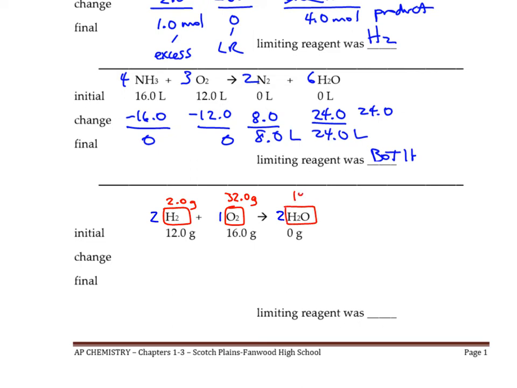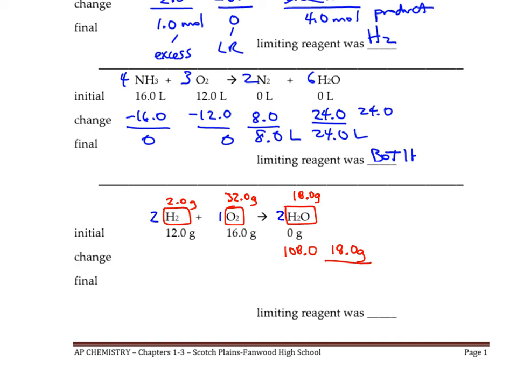I'm going to use the big bridge to figure out the products. So I'm going to bridge from this 12. So 12 divided by 2 times 18 times 2 gives me an answer of 108. So I could make 108 grams of water if I ran out of the hydrogen. Now I'm going to bridge from this 16. So 16 divided by 1 divided by 32 times 18 times 2 gives me an answer of 18. So I can only make 18 grams of water if I run out of the 16 grams of oxygen.